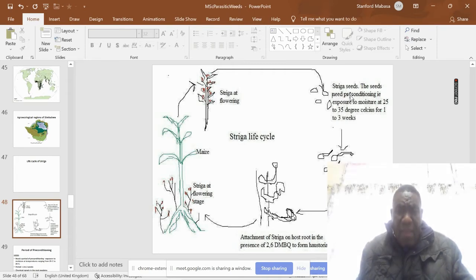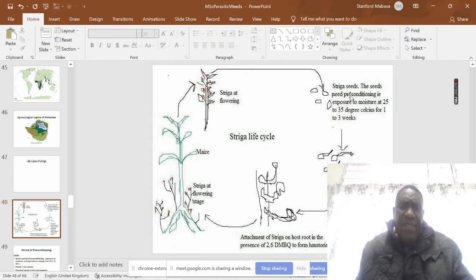as a group, but some of the examples are strigol, sorgolion, sorgolactone, and alectrol, just to mention a few of these chemicals which can actually induce the germination of striga seeds. So once we get those germination stimulants coming into contact with seeds which have been preconditioned for 2 to 3 weeks, then germination will occur.